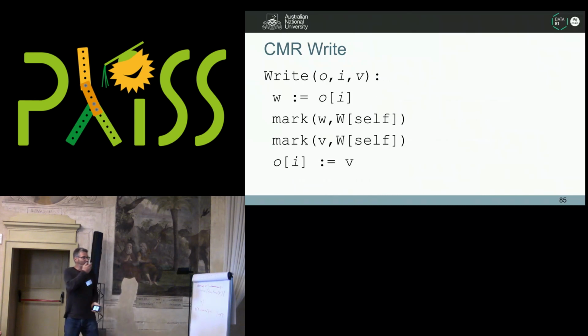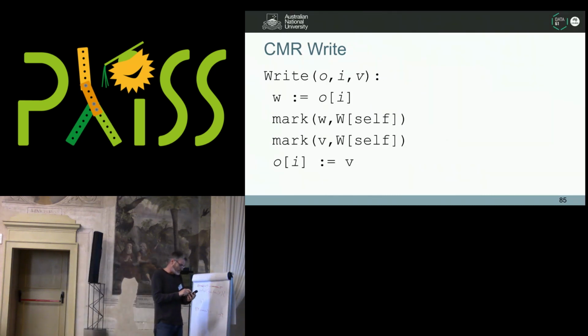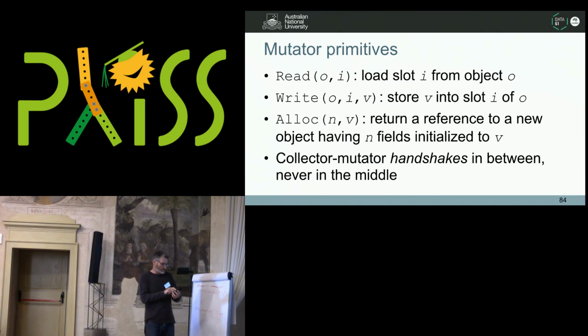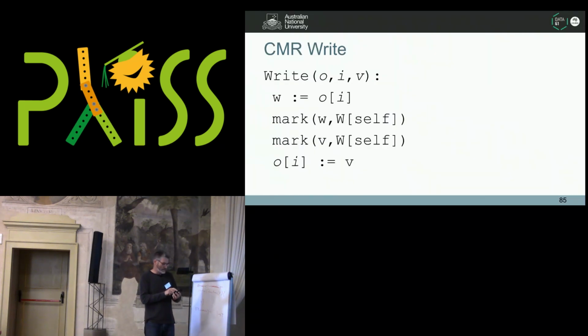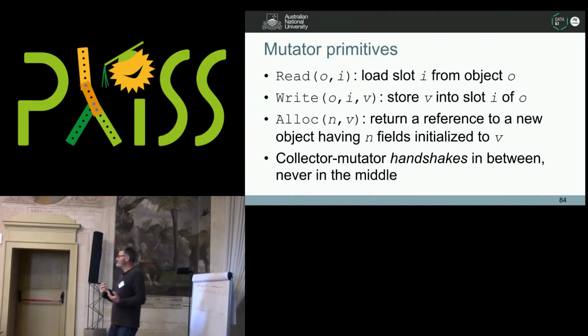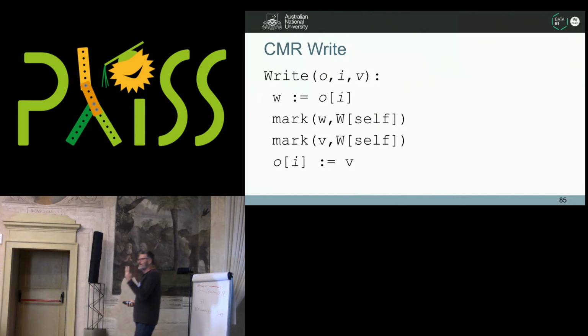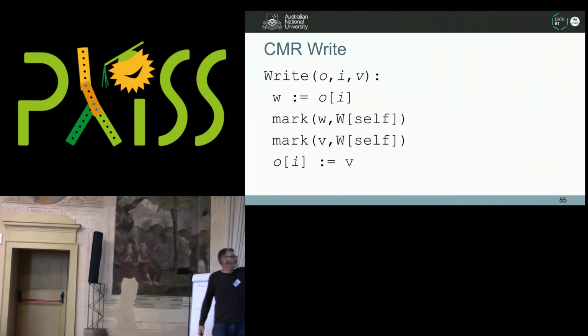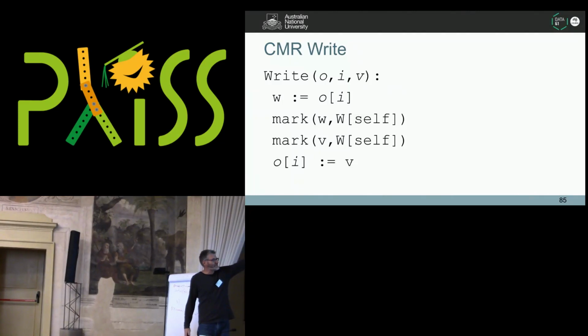The write looks something like this. I'm sorry, the read, I should have shown the read. Where's the read? Did I skip the read? Ah, okay. The read operation is just load the value. There's no barrier imposed on the read. The write operation has both a deletion barrier and an insertion barrier piggybacked on top of it. So you can imagine that we are writing to a slot i in object o. The first thing we're going to do is read the old value that's in that slot, w.